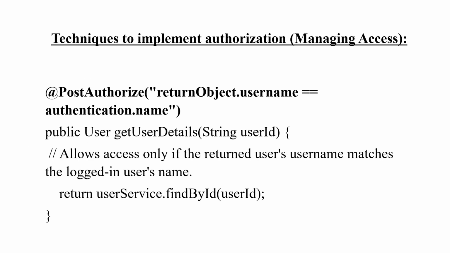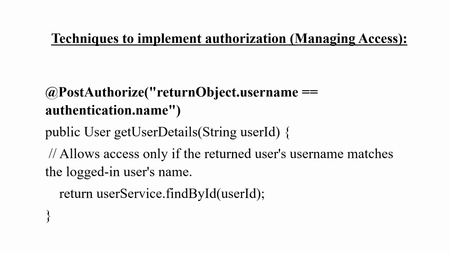So basically, that is method level security. And there is another way of applying or managing access called URL based security. You can define security rules for specific URLs in your security filter chain configuration. So basically, we are going to see this practically.